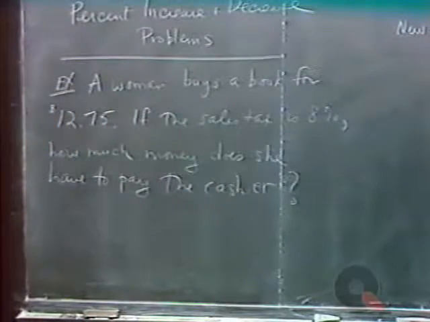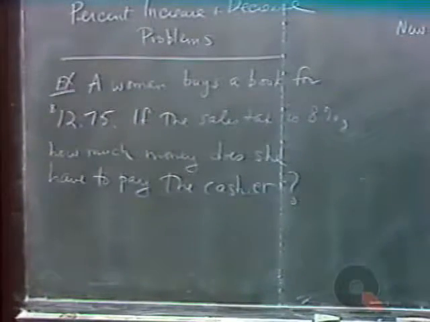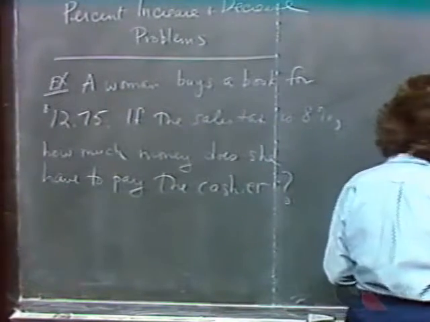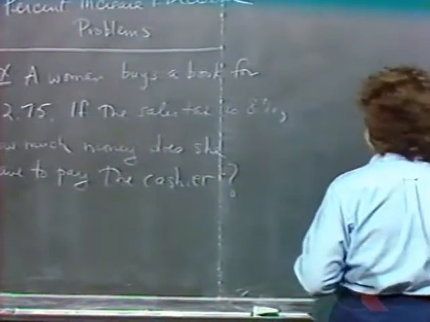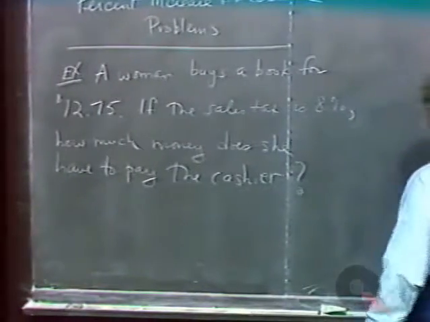A woman buys a book for $12.75. If the sales tax is 8%, how much money does she have to pay the cashier? If you think you can do this problem on your own, feel free to try it. You can shut off the machine and turn me back on when you think you have the answer. Okay.